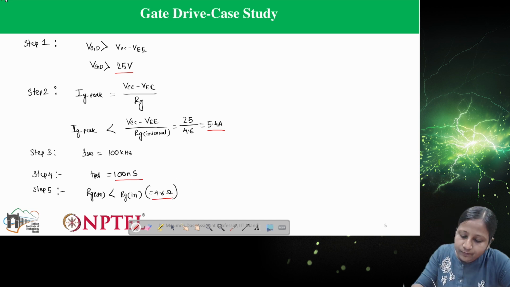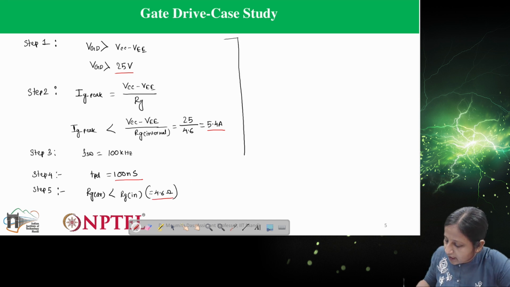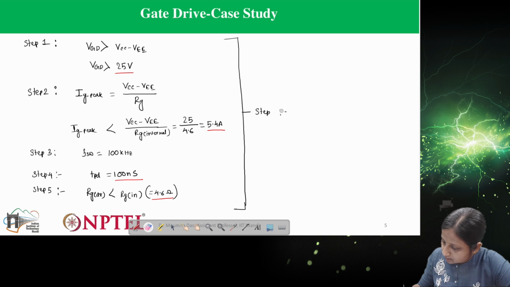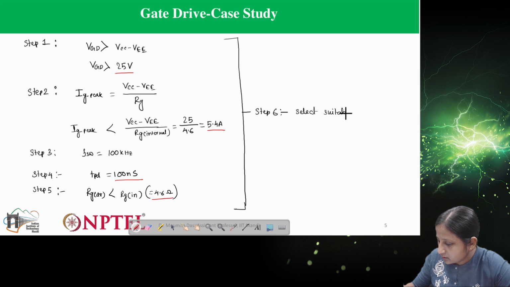So once we have all the parameters, then the last step is to select the suitable gate drive IC which will satisfy all the conditions. So then this is step 6. So now this is the step to select a suitable gate drive IC.